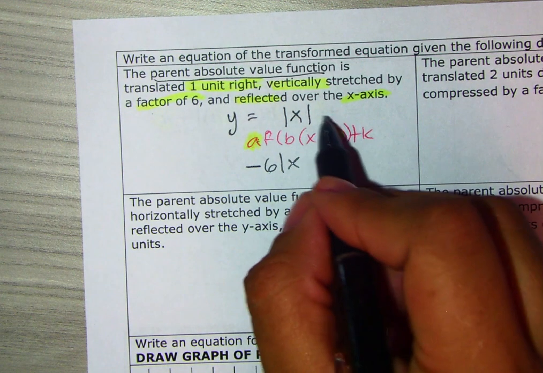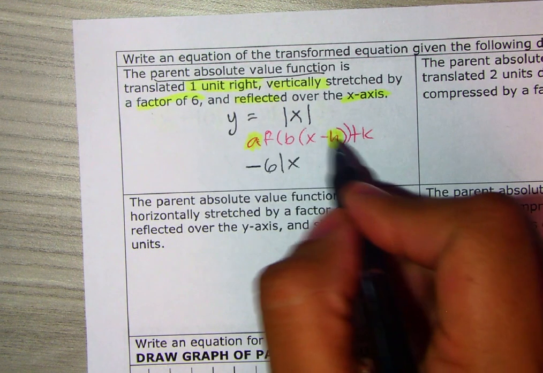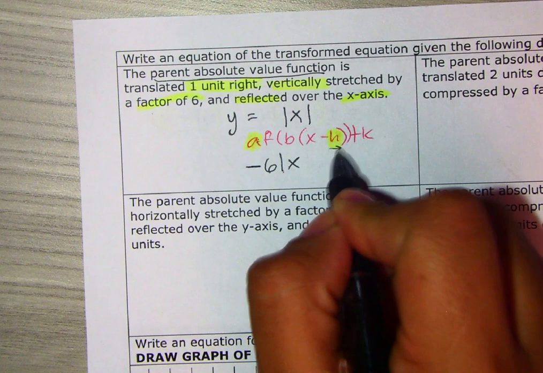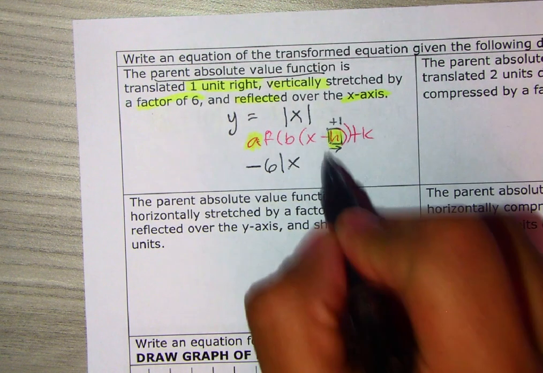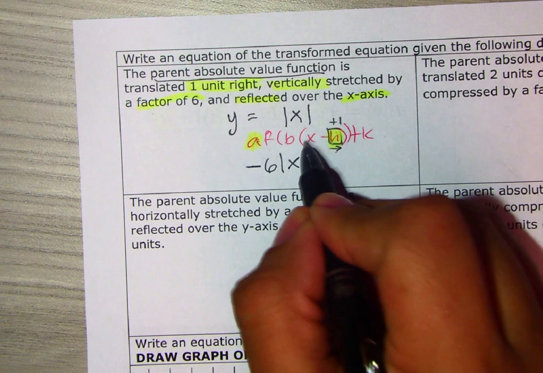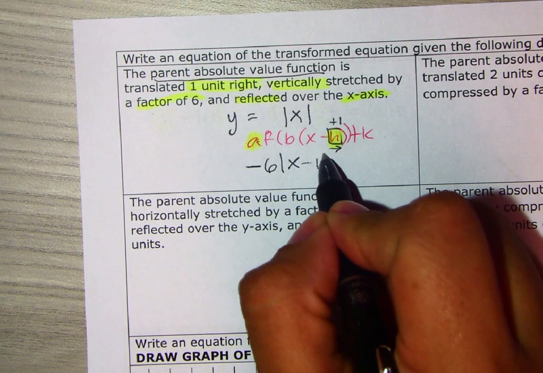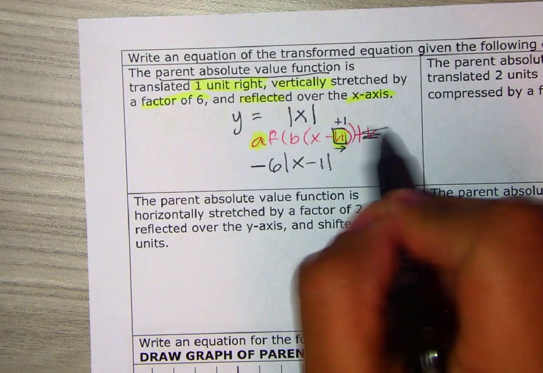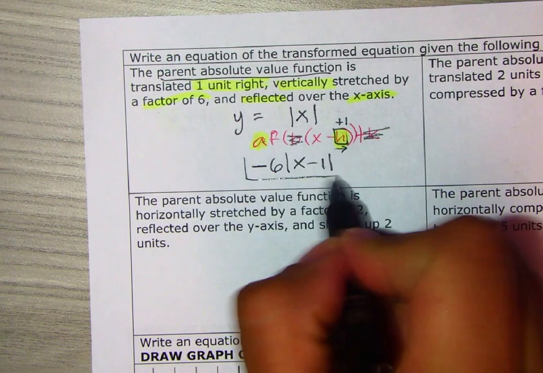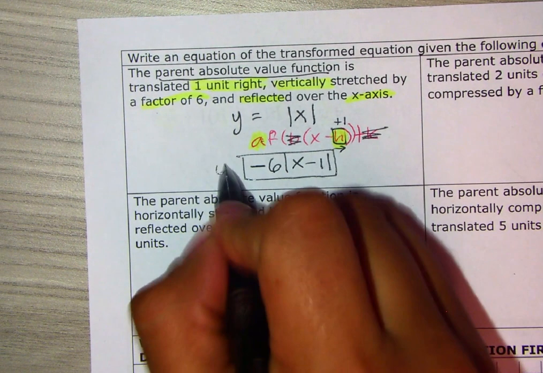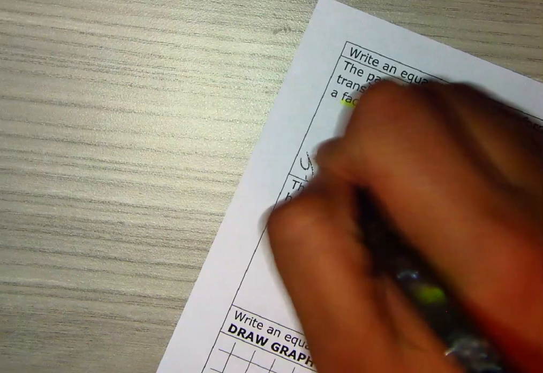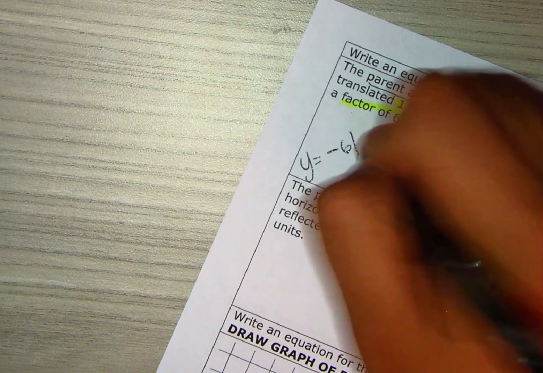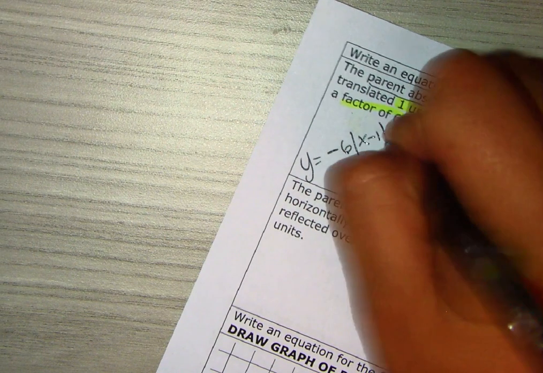If it translated 1 unit to the right, we need to show that we went to the right 1 time. So we're going to put in here for h a positive 1. So if we put a positive 1, then we're going to have x minus 1. There is no k value, there is no b value, so then we just have this as our transformation. So y equals negative 6 absolute value of x minus 1. That looks a little bit weird, so I'll just write it again: y equals negative 6 absolute value of x minus 1.